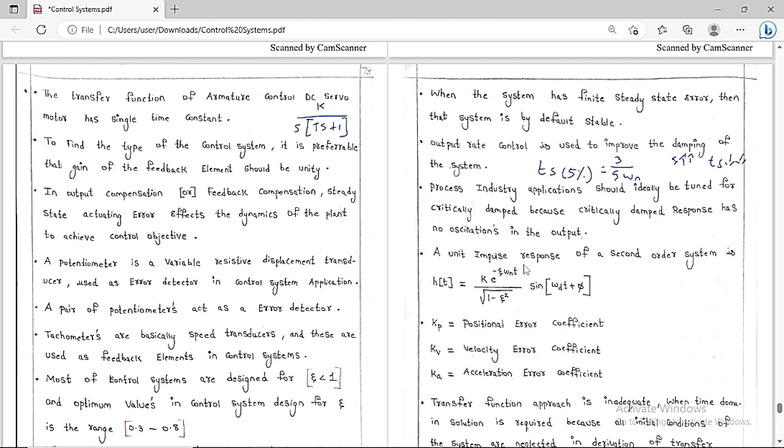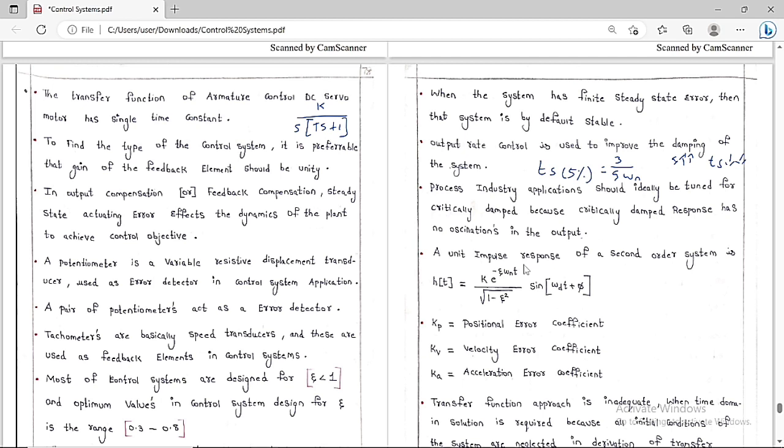So finally, in simple words, in the case of process industry applications we always design the control systems to have a critically damped response in the output. Because of this, there will be no oscillations in the output, and within the minimum time the output reaches the steady state value. Because of these advantages, we always design process industry applications with the critically damped response.